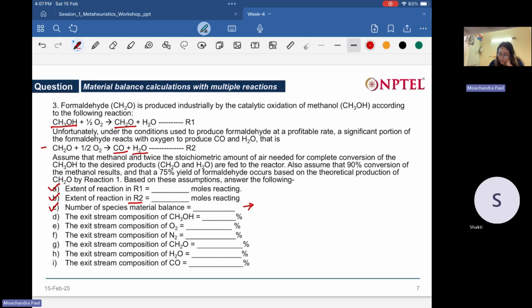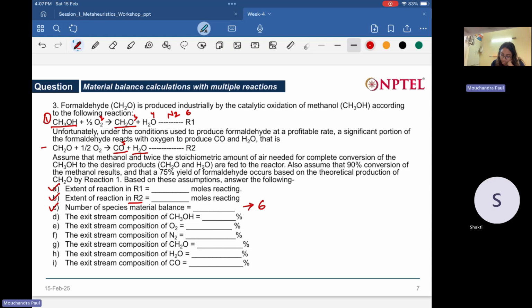So if you see, how many reactants and products are there overall? One methanol, two, three, four, then five, and there is one more hidden species which is not reacting. It is an inert species, that is N2, six. So there are 6 species. Okay.